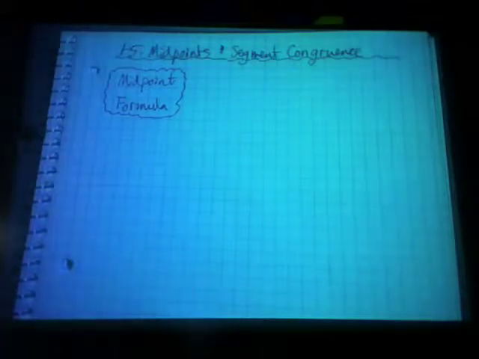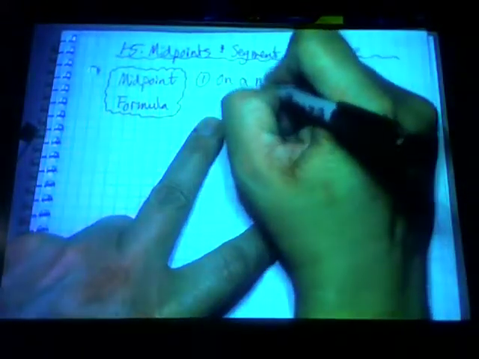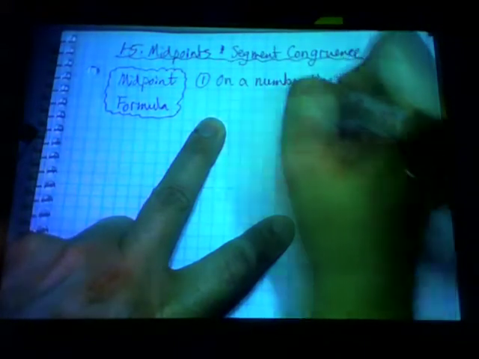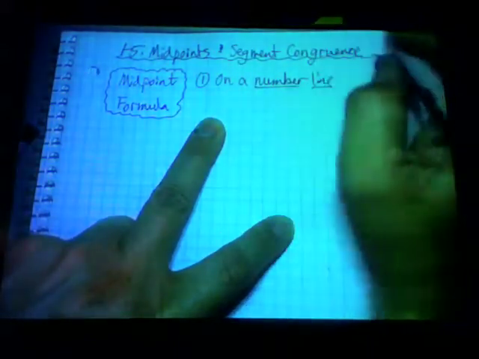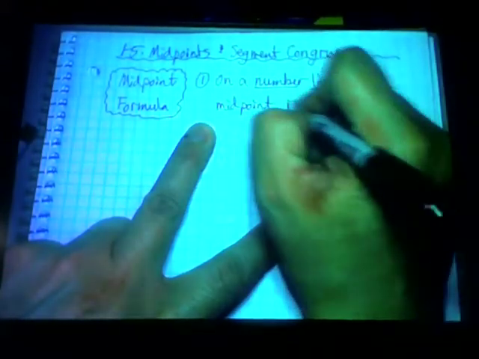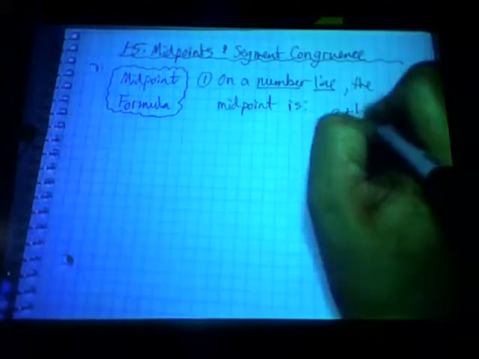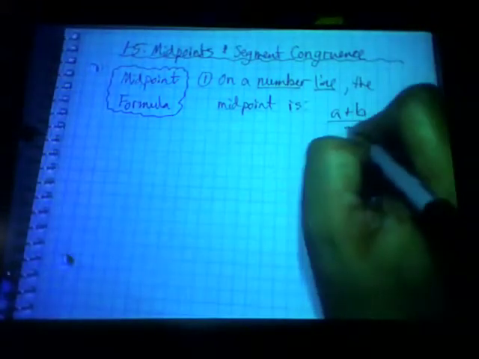So first of all, there's two different formulas for midpoint. There's a formula for the midpoint on a number line and a formula for the midpoint in the coordinate plane. So here's the first one. On a number line, the midpoint is, the suspense is killing you, I know. You're going to take the numbers, let's just say that they're A and B. You'll add the numbers together and divide by 2.